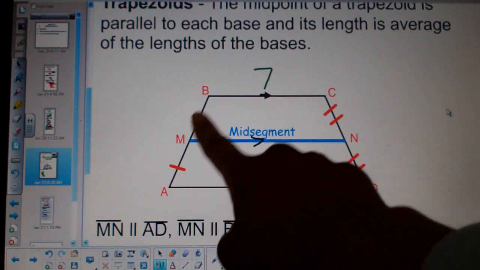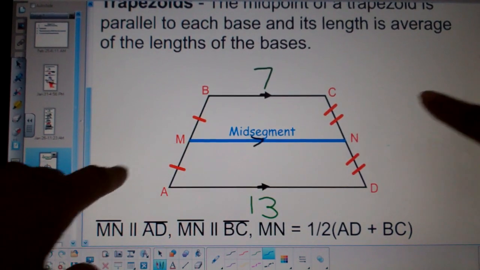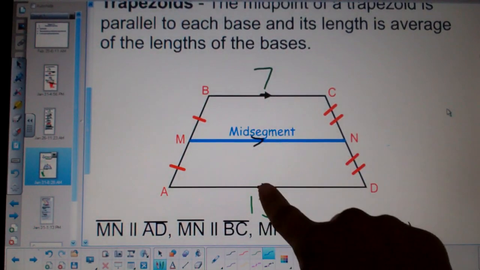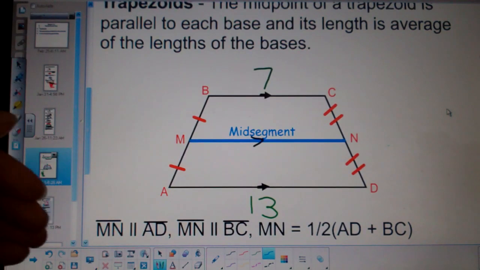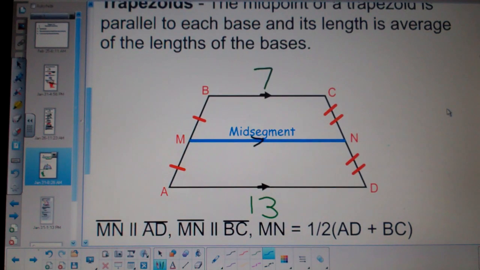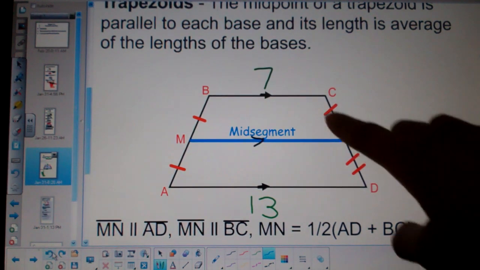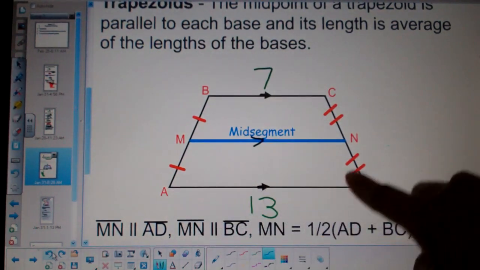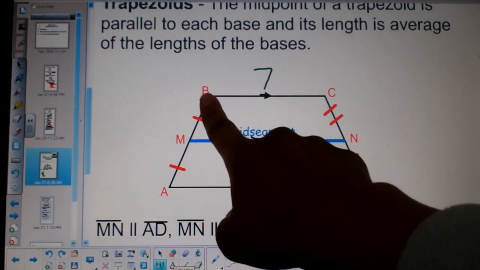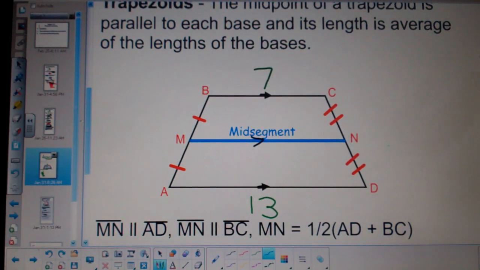Okay, if I have trapezoid A, B, C, D, and I see that MN is the mid-segment. First of all, I see that BC is parallel to AD. I see that because of the arrowheads there. And if I notice that BC is 7 and AD is the length of 13, I can find the length here of the mid-segment by a simple equation. All you need to do is just take the average of BC and AD. If you recall what average means, it just means that the length of BC plus the length of AD divided in half. Here's the written equation here.